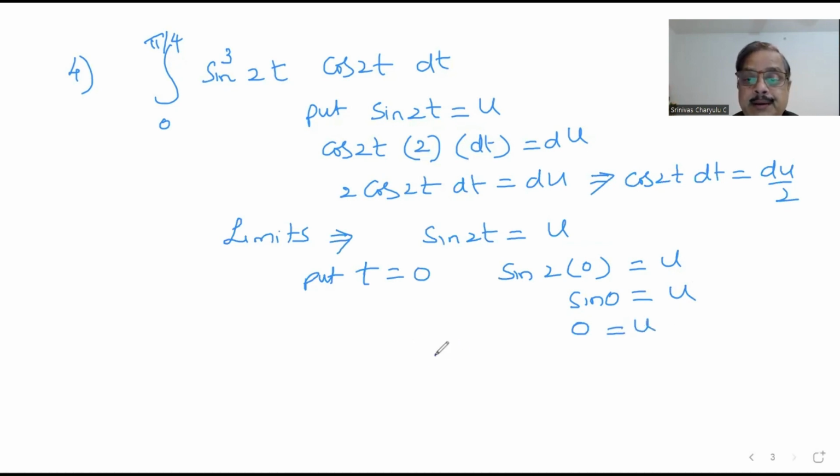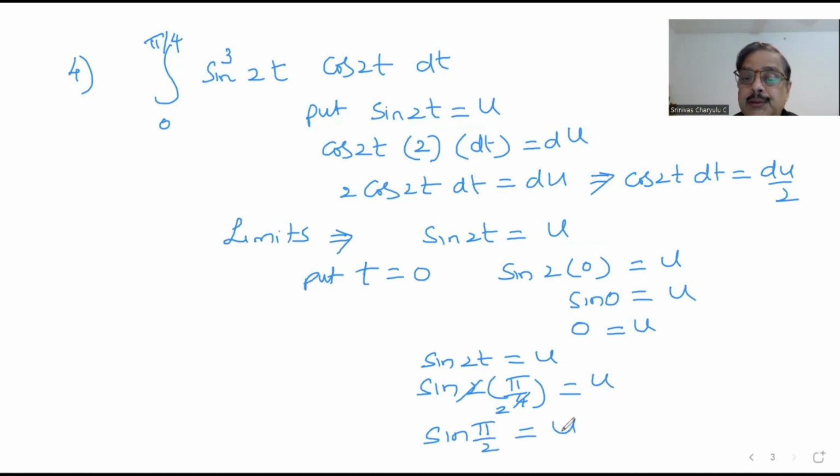What about upper limit? Sin 2t is equal to u. Sin of 2 into pi by 4 is equal to u. 2 will go 2 times. So sin pi by 2 is equal to u. Sin pi by 2 means 1. So 1 is equal to u. So our limits: lower limit is 0, upper limit is 1. So our sum is transformed to now integral 0 to 1. Then sin cube 2t becomes u cube.